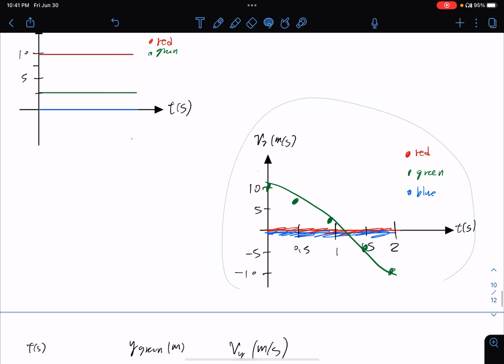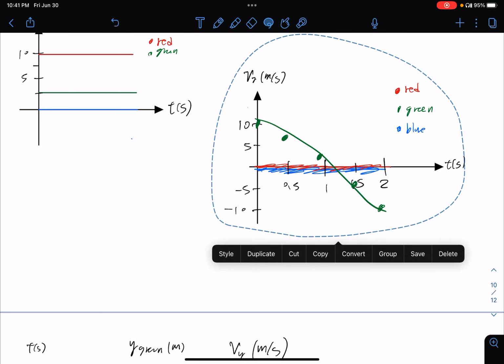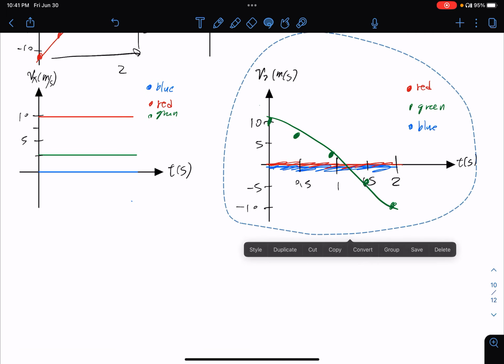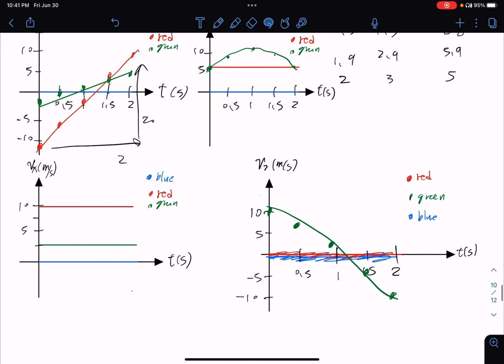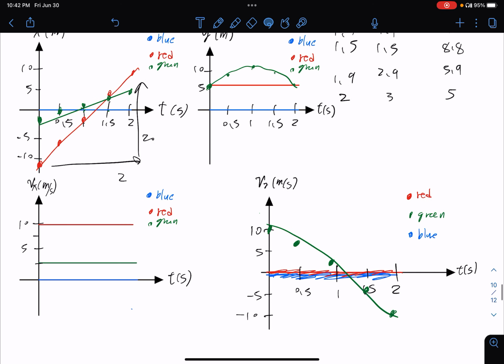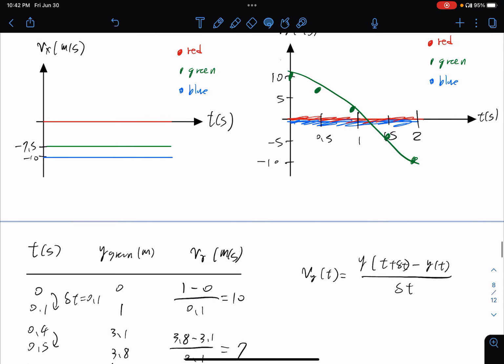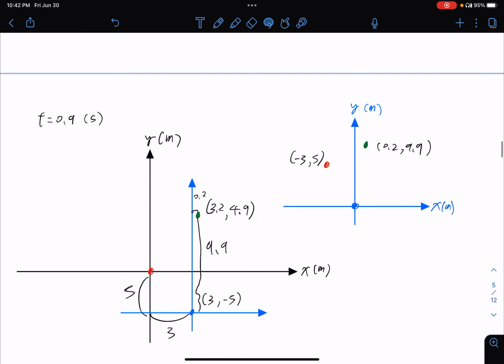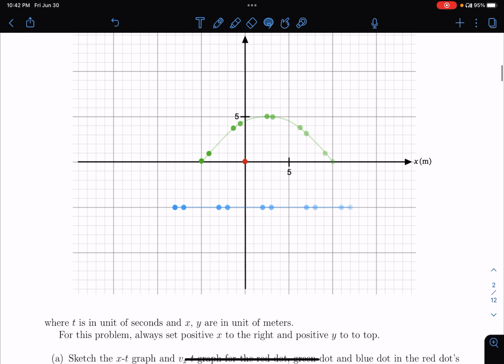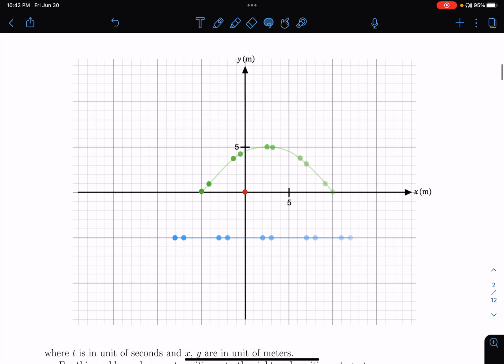So position will be different in different frames, and velocity in general will be different in different frames, but that's not always so. If you get the same y or x velocity in two different frames, don't be too afraid that your answer is wrong, because sometimes it will be correct. Like in this case, the blue and red dot are moving horizontally relative to each other, so the vertical thing will be the same. All right, that's it.